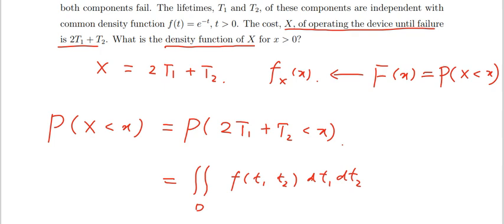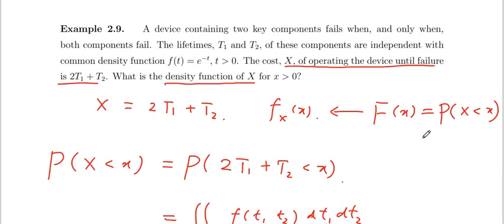Here we regard x as fixed. So this function is about x. Then the derivative is the tensor function for x. Okay, so what is the tensor function for t1, t2? So this t1, t2, the lifetimes of t1, t2 have a common density function. Their density function is thus.